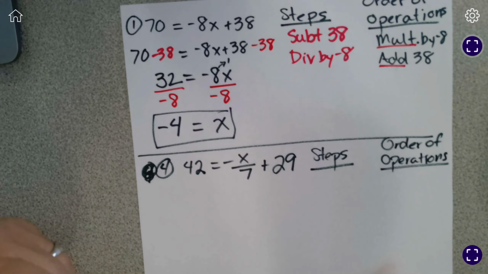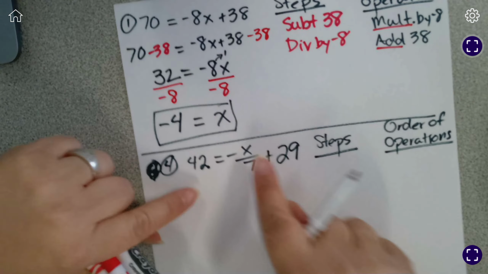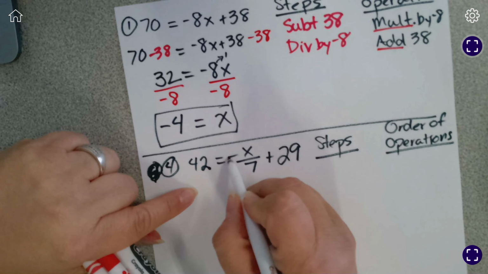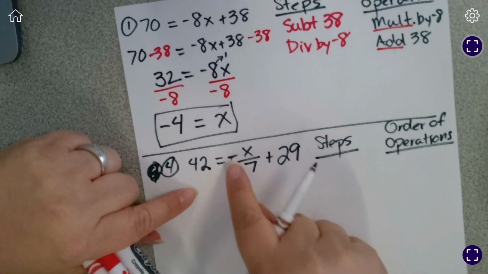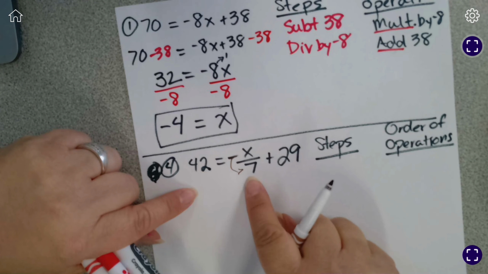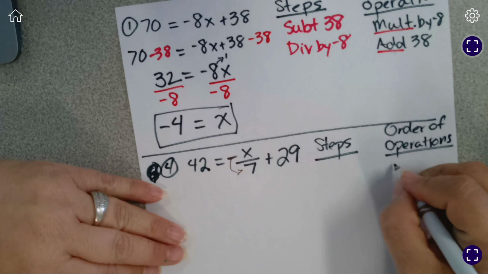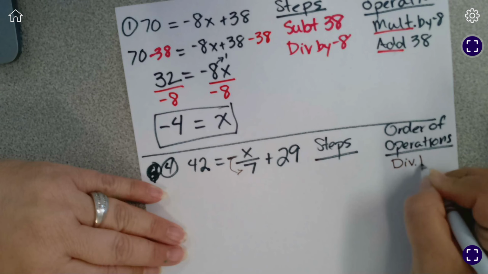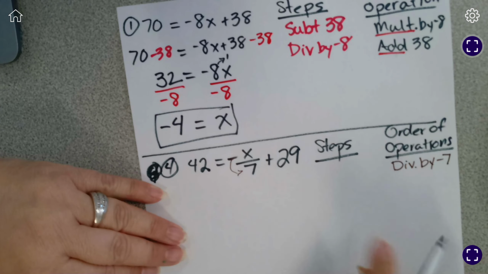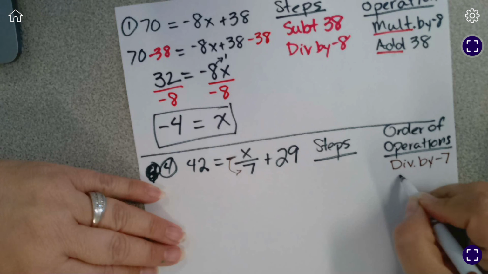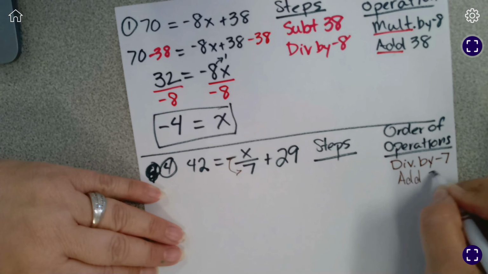Start with order of operations. And my markers are running out of ink, so I gotta change colors. Okay. We have dividing by 7. We're gonna bring this negative down here so we don't have to worry about it. So dividing by negative 7 and adding 29. Order of operations, dividing goes first. So that's divide by negative 7. And then add 29.